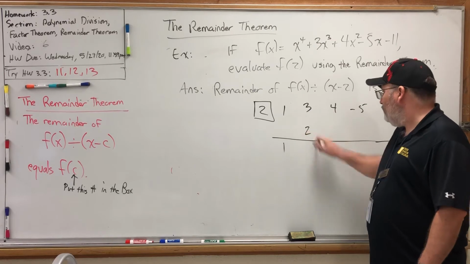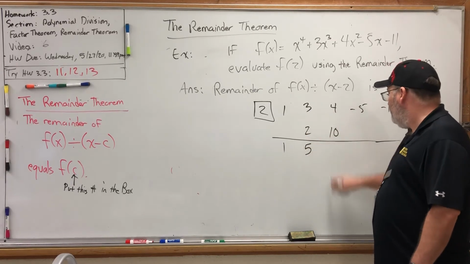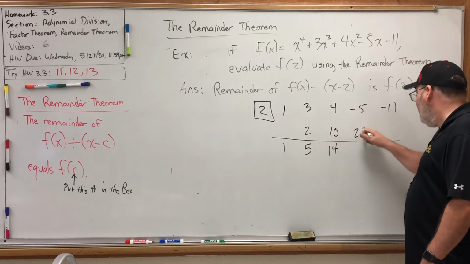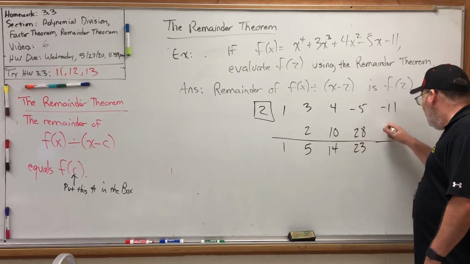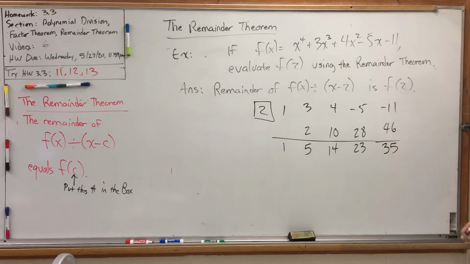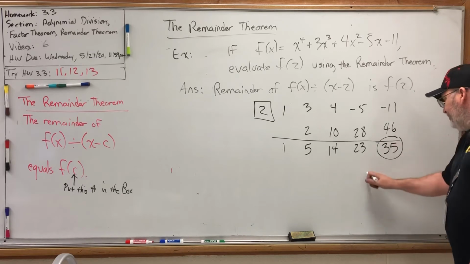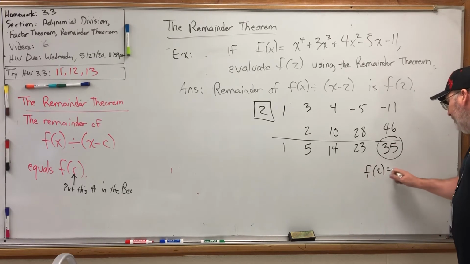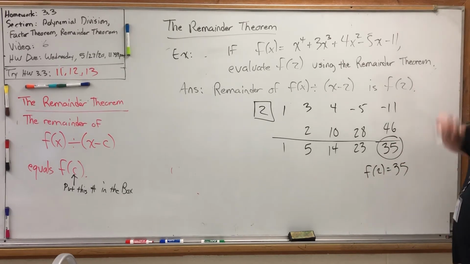Add times 2, add times 2, add times 2. Numbers are getting big. Add times 2, add. Why am I freezing up? 35. So the remainder theorem says that this is the answer to f of 2. You don't believe me? Put 2 in there. Go ahead. Unless I made a mistake, it'll come out to be 35.